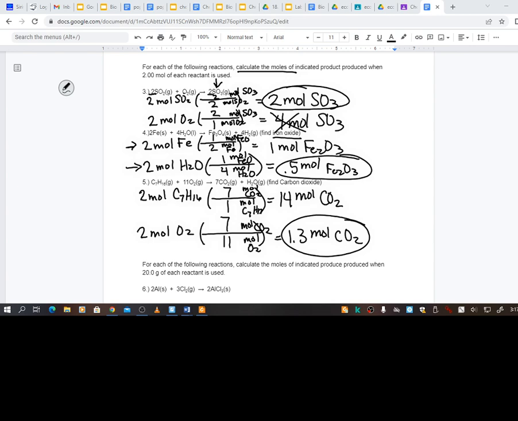It's like me being like, I want to make a batch of cookies, but I only have, I don't know, a half a cup of flour. Like, I'm not going to make a whole batch of cookies. I'm going to run out of flour.